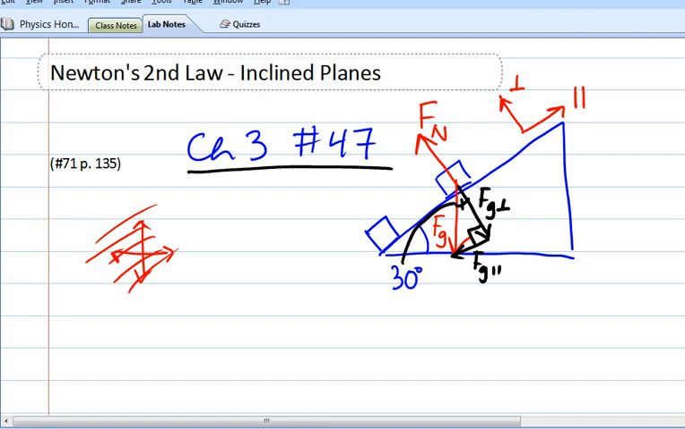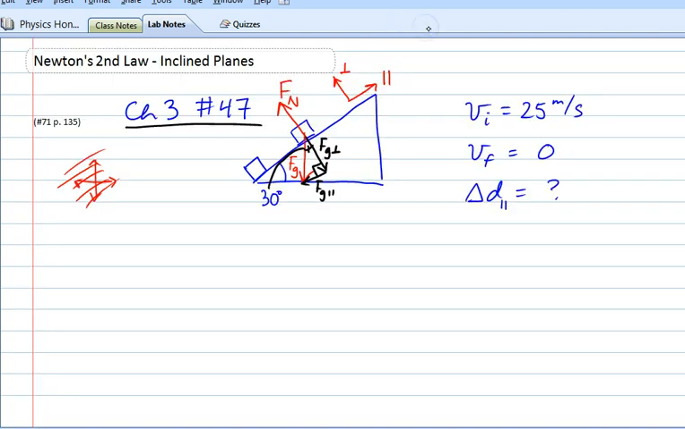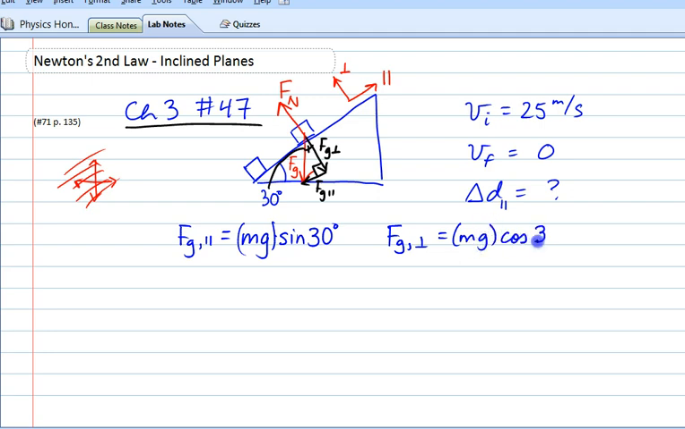In any case, what we end up with is that FG parallel is equal to mg times the sine of 30 degrees. mg is the force of gravity, or the hypotenuse, and we have the sine of 30 degrees because it's opposite the angle. FG perpendicular is equal to mg cosine of 30 degrees.